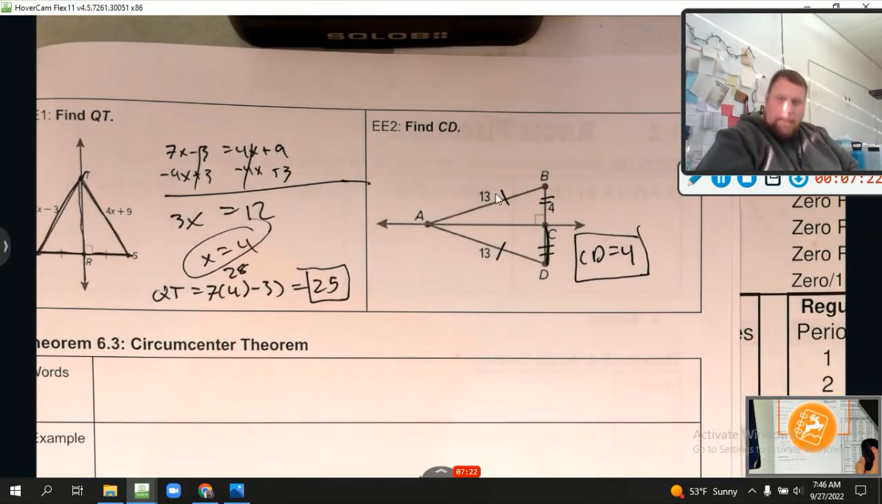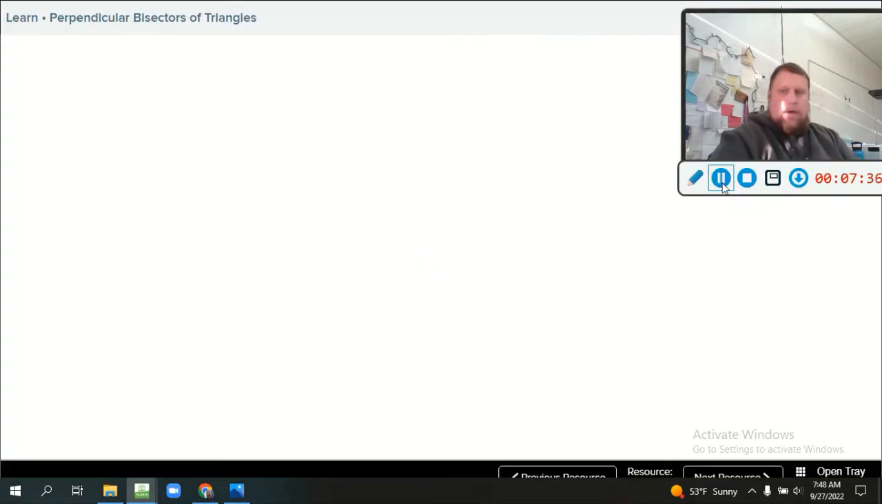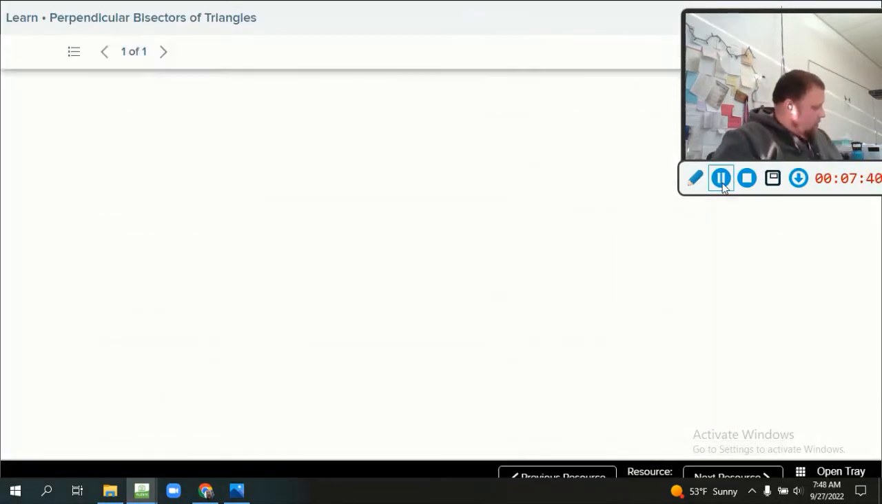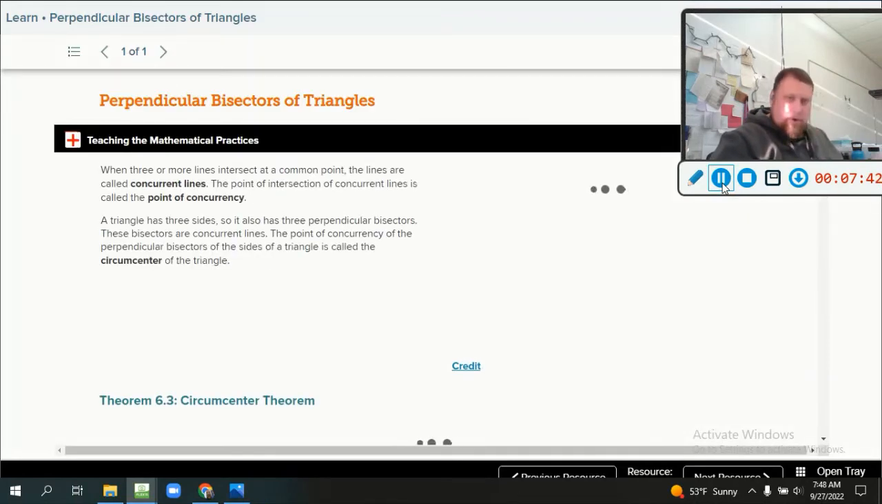Boosh, we got one more theorem we need to go through. It is the circumcenter theorem, and it is pretty awesome. So, let's talk about that. Okay, the last thing we're going to look at is theorem 6.3, the circumcenter theorem.